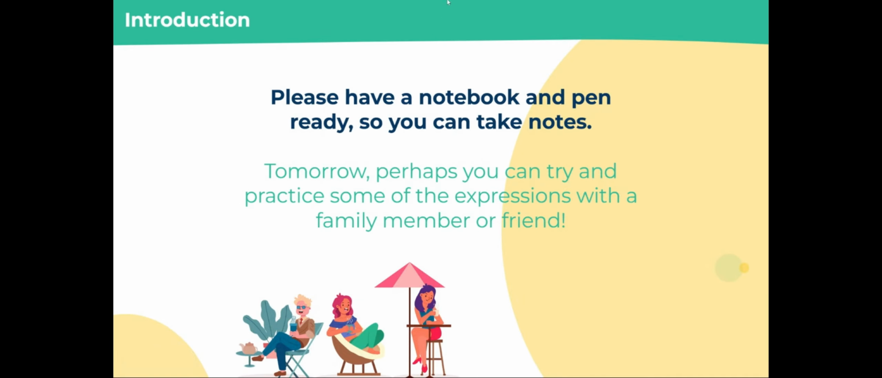Now, to help you remember some of the content from today, please have a notebook and pen ready so you can take notes. And then tomorrow, perhaps you can try and practice some of the expressions with a family member or friend. Okay, you'll also be able to take screenshots if you wish during the lesson. No problem.